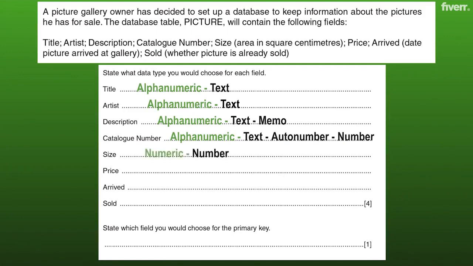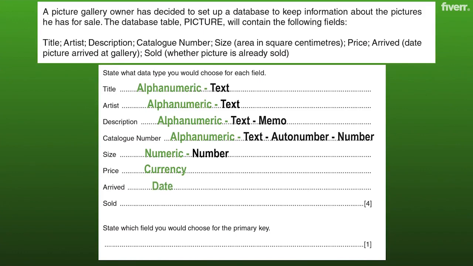Next up is price. Price is about the money and the money formatting. So that is a currency field. Arrived, it's not yes/no. Arrived is the date that the picture arrived at the gallery, and so it will be a date and time field. Lastly is sold. Did that picture sell? Yes or no? Is it true or false? Did it sell? It's a Boolean.